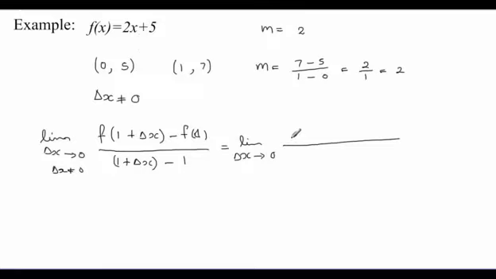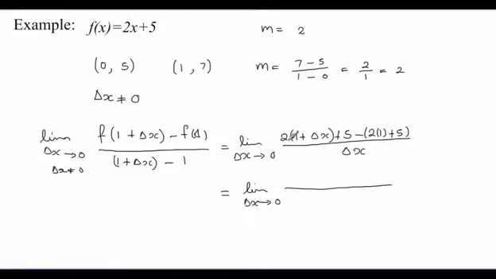this point. We would get 2 brackets 1 plus delta x plus 5 minus 2 times 1 plus 5, this should be in brackets, over, in this case, change in x. Now simplifying here, we can see that this takes us to limit as delta x is approaching 0 of 2, multiplying here 2 times 1 minus 2 gets 0. Then we've got here 2 times delta x, and 5 minus 5 gets 0.